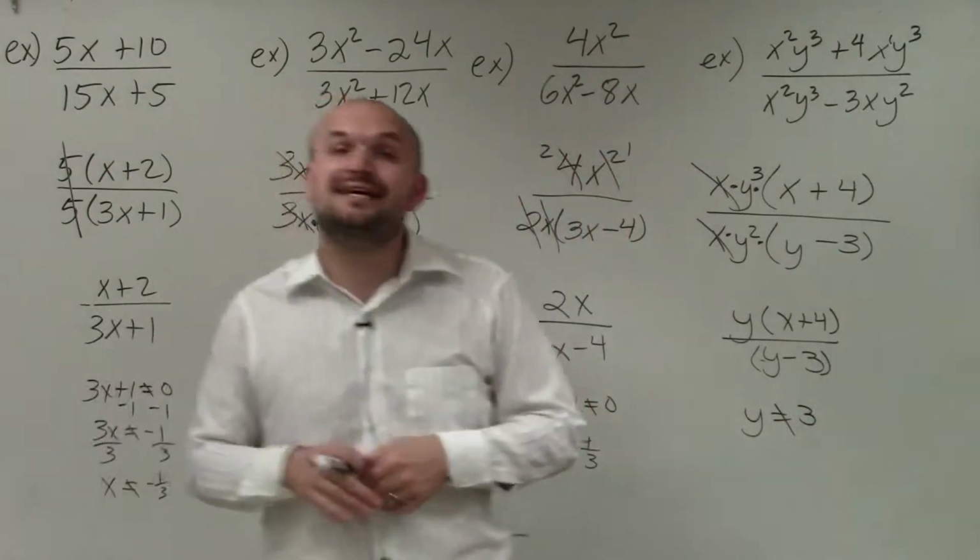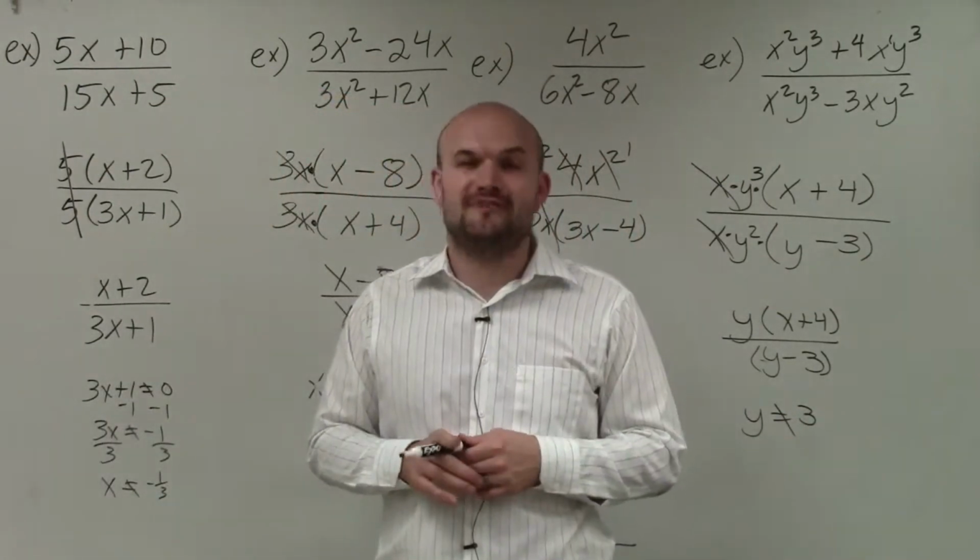So there you go, ladies and gentlemen. That is how you simplify rational expressions by using factoring out a GCF.